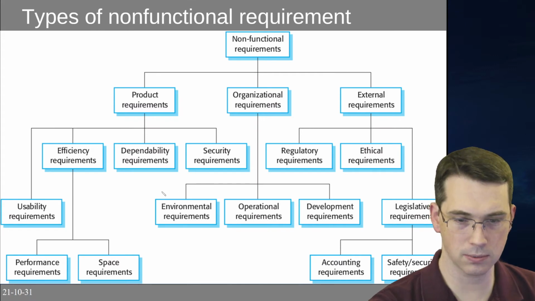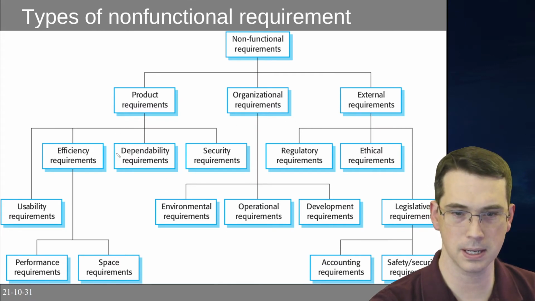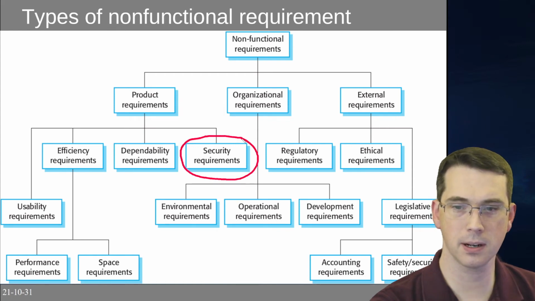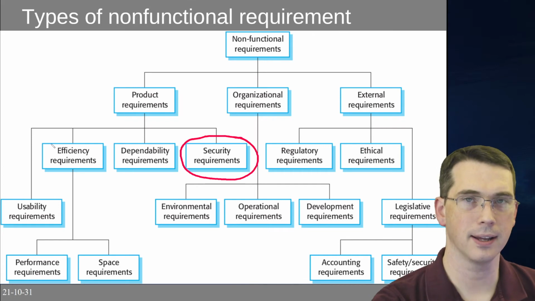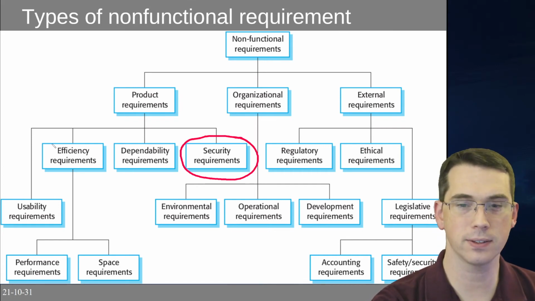We could talk about security. Where is security on here? Organization, product requirements, dependability, security requirements. Here it is: the ability not to be hacked. That's a big one today. All systems pretty much need to have some level of security. Depending on how high value of a target you are, you need to up your game on that.